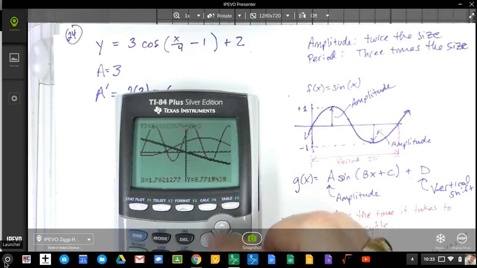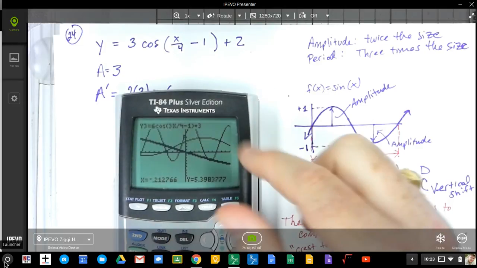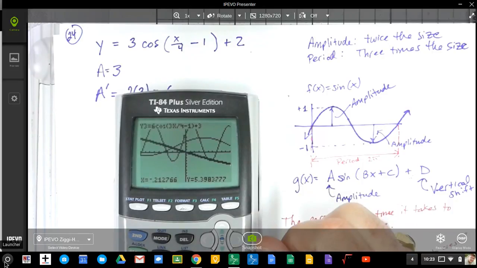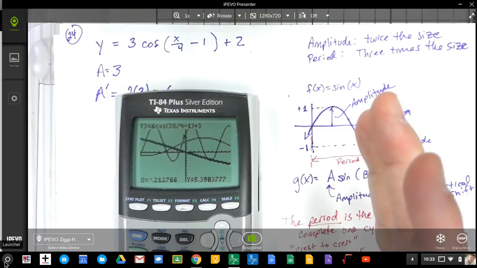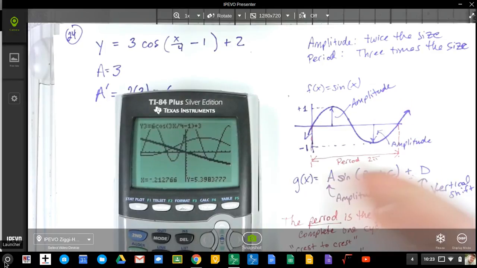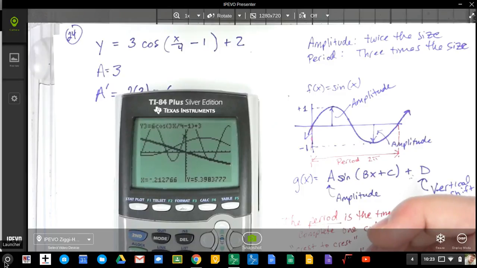What about the other one? This function right here, the third one, it's going wavy, wavy, wavy. Yeah, it's shorter. It takes less time to go from crest to crest, right? The bold one takes longer than the original function to go crest to crest, okay? Because it's been really stretched out.